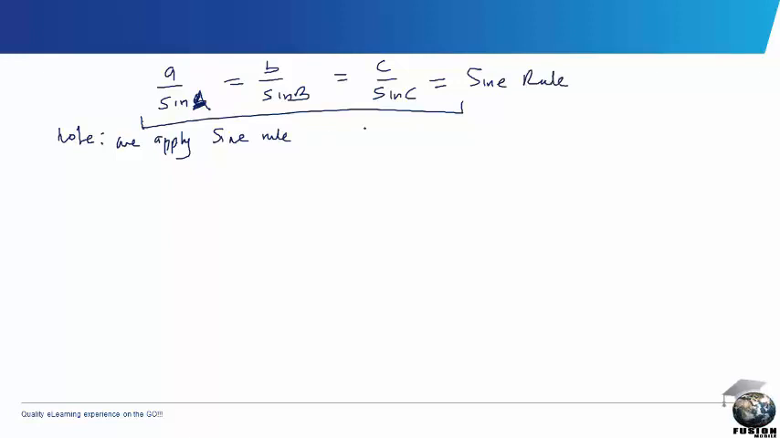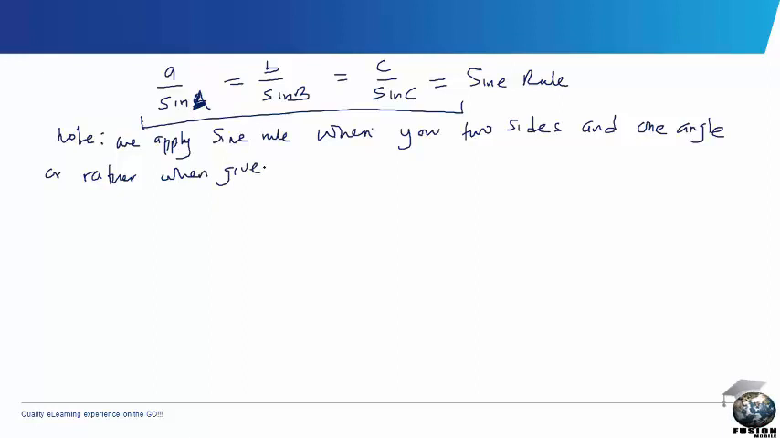We apply the sine rule when you are given two sides and one angle, or rather when you are given two angles and one side. These are the conditions that make us use the sine rule. All right, and so we will apply it to some examples.